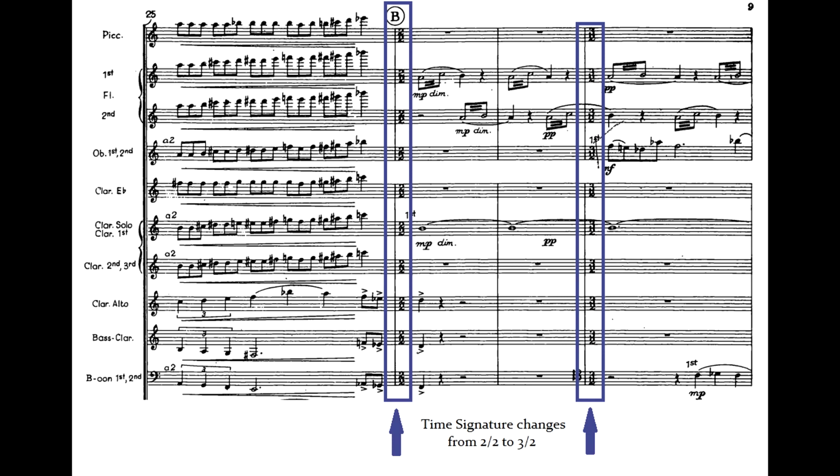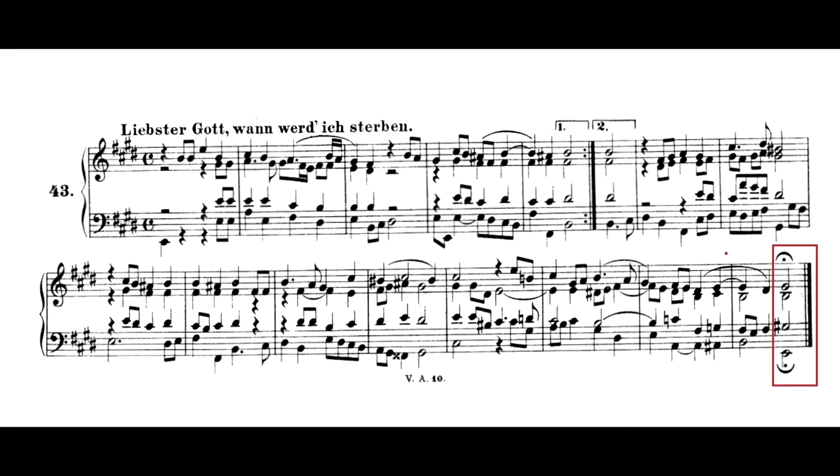This means at this point you stop expecting 2 half notes per measure and now expect 3 half notes per measure. Finally, if you see the fermata symbol, that means that note needs to be held out longer than indicated. You will usually see these at the end of a piece or at the end of a smaller phrase.